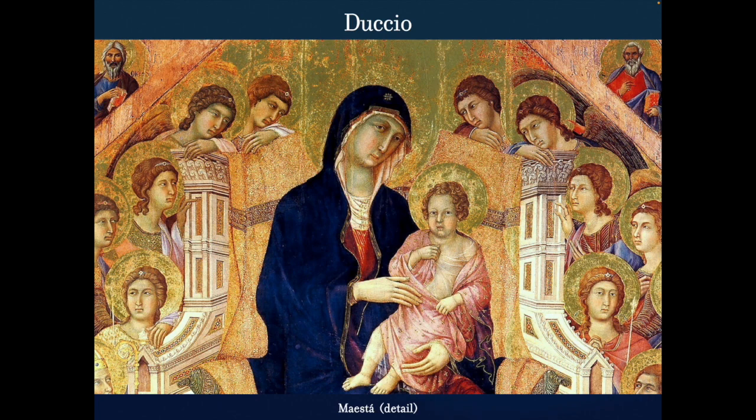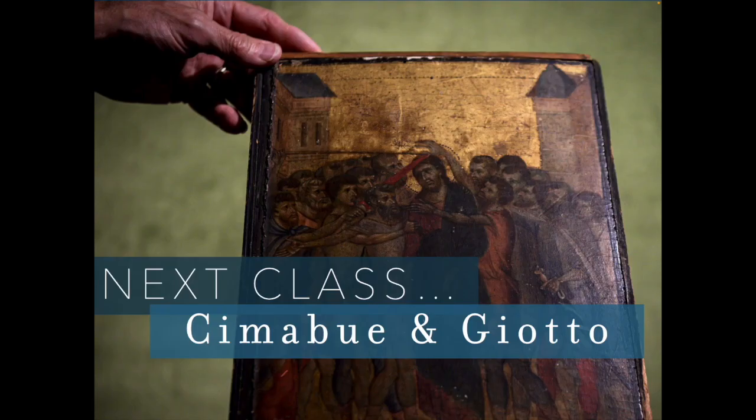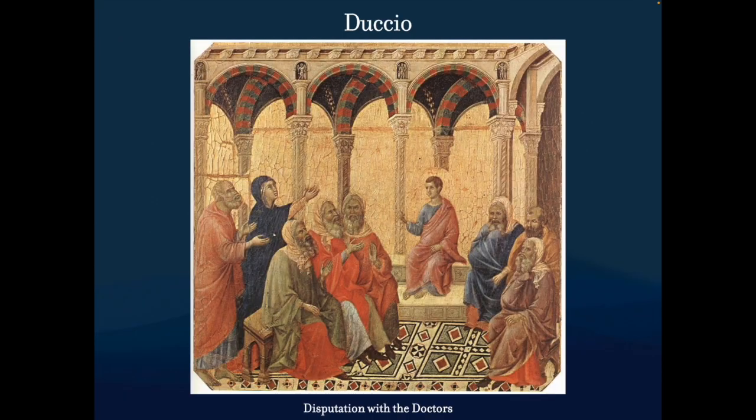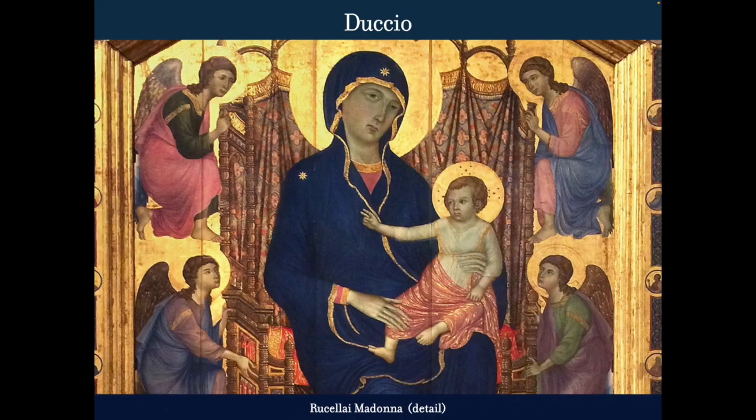Wait, Mr. Lathrop, what's the Maesta? It was the altarpiece of the Siena Cathedral. It would be, like, behind the altar? Yeah, so if the altar is here, and then there's this panel in the front, yeah.